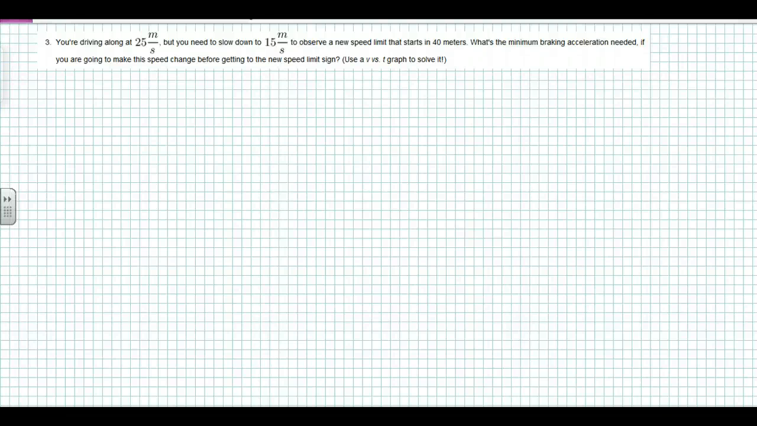Okay, we're going to use graphical analysis again to solve our third problem here. So we're driving along at 25 miles an hour, but we need to slow down before we get to the new speed limit sign. But we need all that to happen within 40 meters. It'd be easy if it was 10 seconds, but here it's 40 meters, so we're going to have to get some good relationships out of the graph.